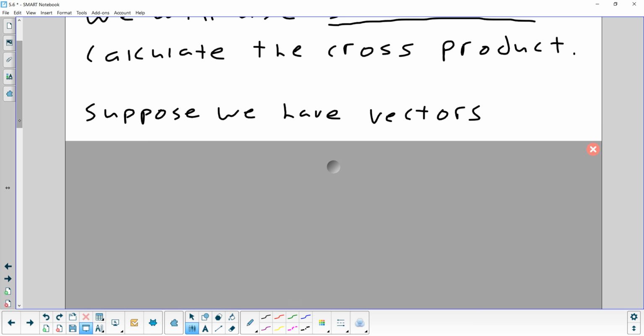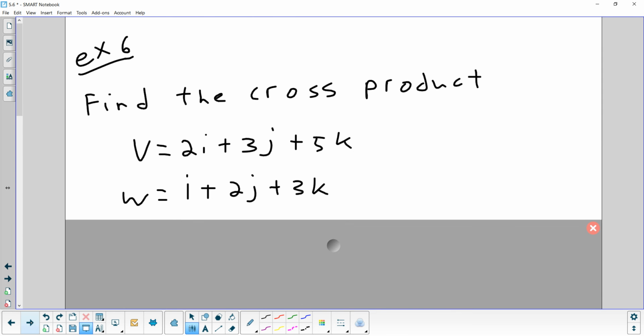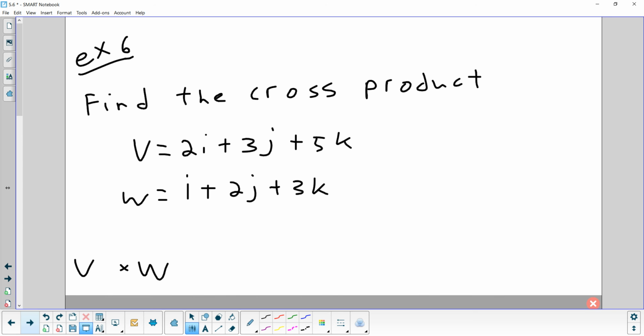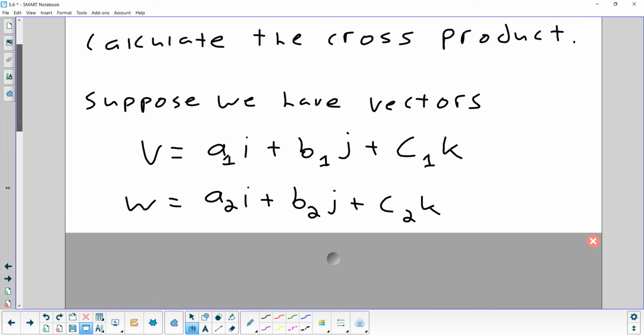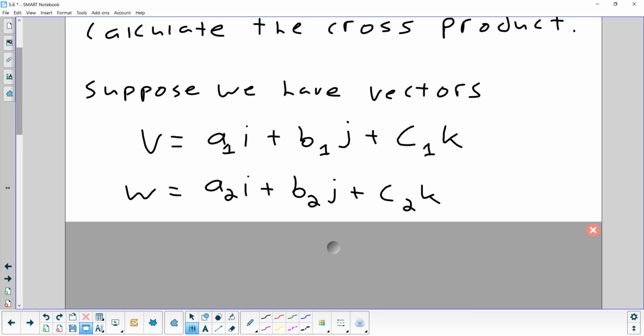Let me show you how it works. When you have an actual problem, don't write this down yet because we're not ready. But this is what an actual problem will look like. It'll give you two vectors and it'll fill in numbers for the x, the y, and the z components. For now, I'm not filling in any numbers. I'm just using a1, b1, c1, a2, b2, and c2, but those will all be numbers.